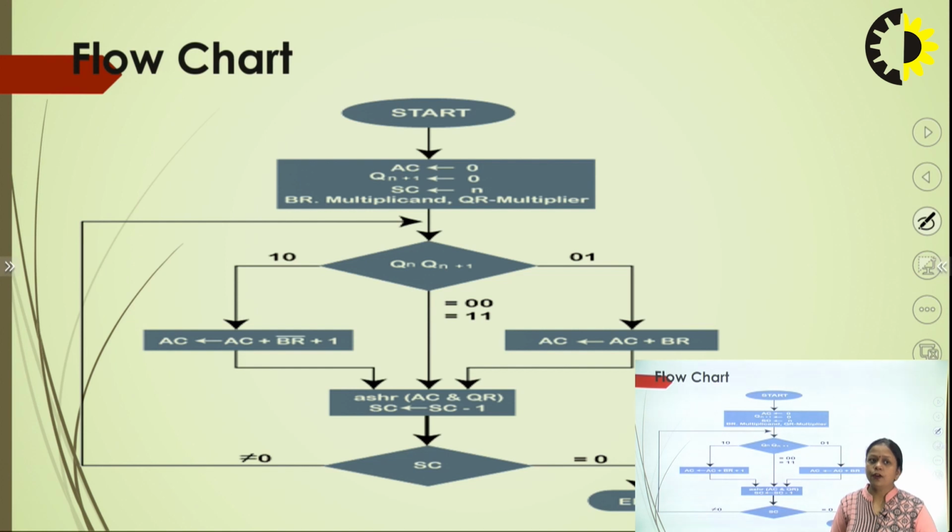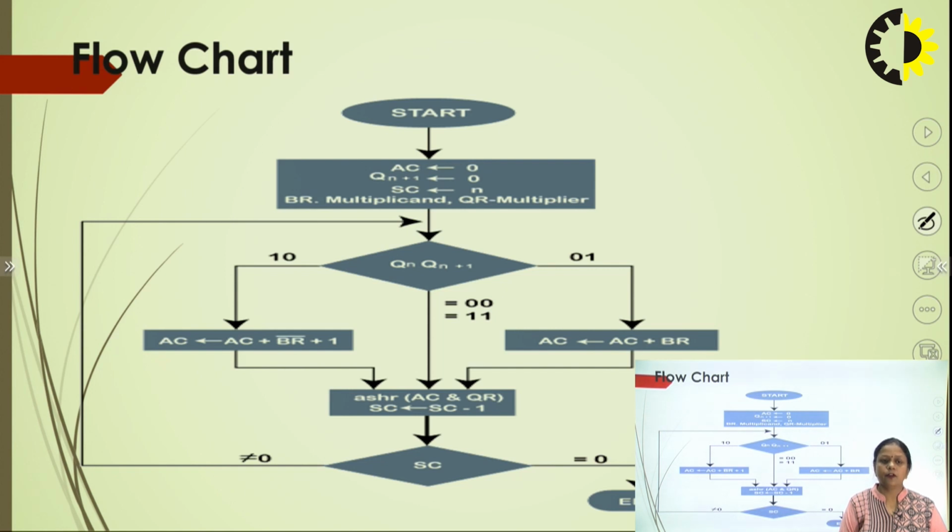Now the flow chart or algorithm for the Booth algorithm. You can see here, this is the start button. We will start from here. The value of AC will be 0 here. I have already discussed it. This is the additional register which doesn't have a value in the starting.